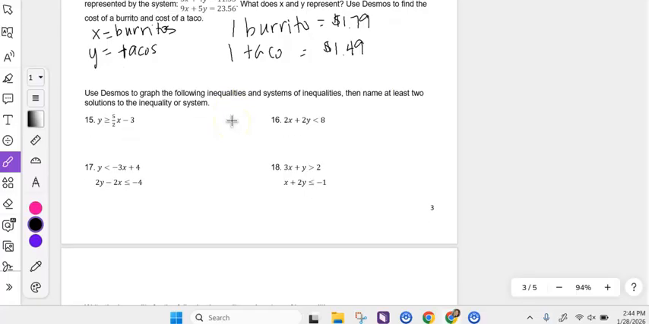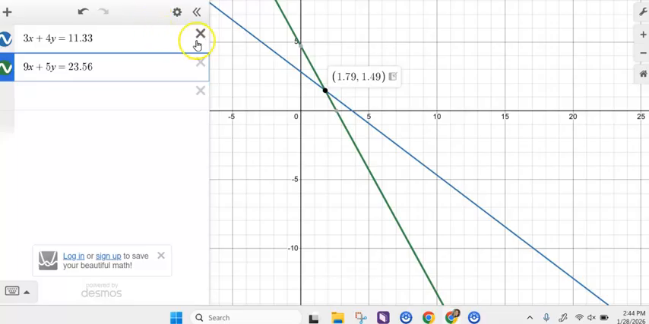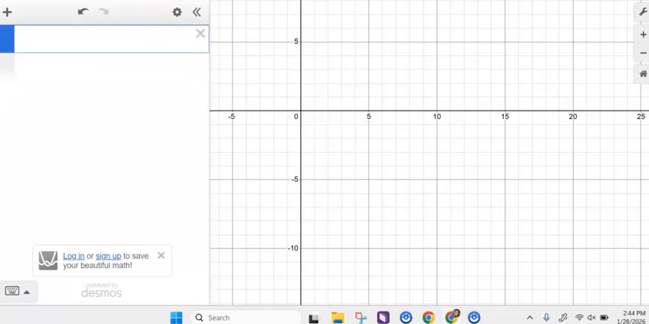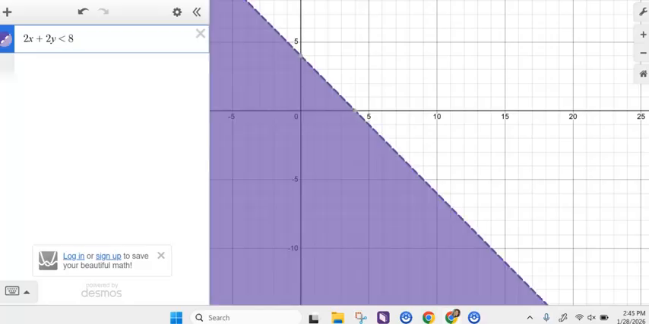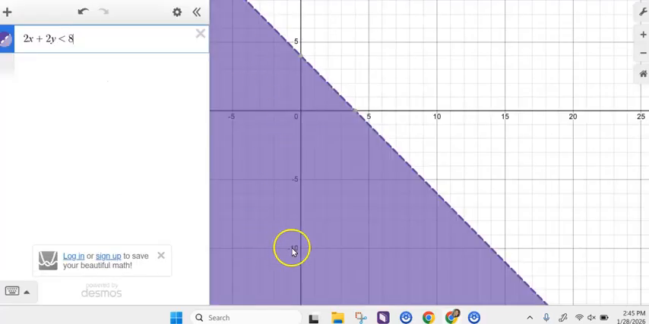All right, so 15, 16, 17, 18 are very similar. I'm going to do 15 and 18. Actually, I'll do 16 and 18 to show you. The first thing you're going to do is go to Desmos and graph it. So I have 2x plus 2y is less than 8. All it's asking for is at least 2 points that are solutions. So anything in this shaded region would be an answer.